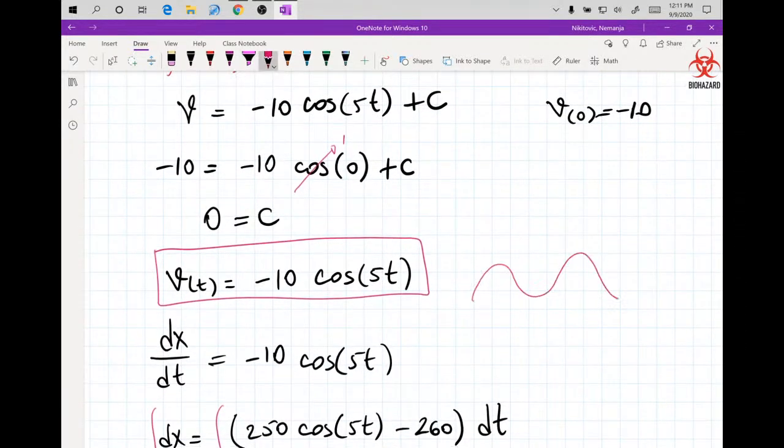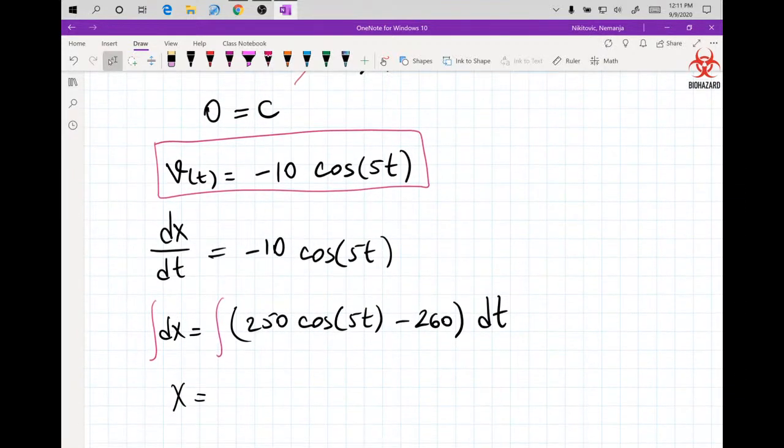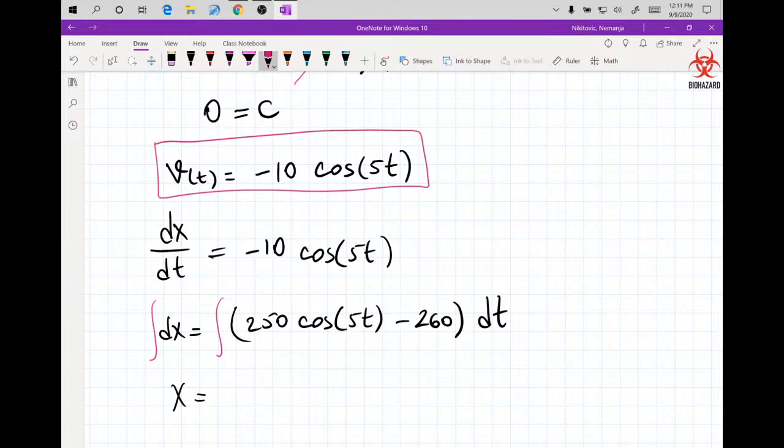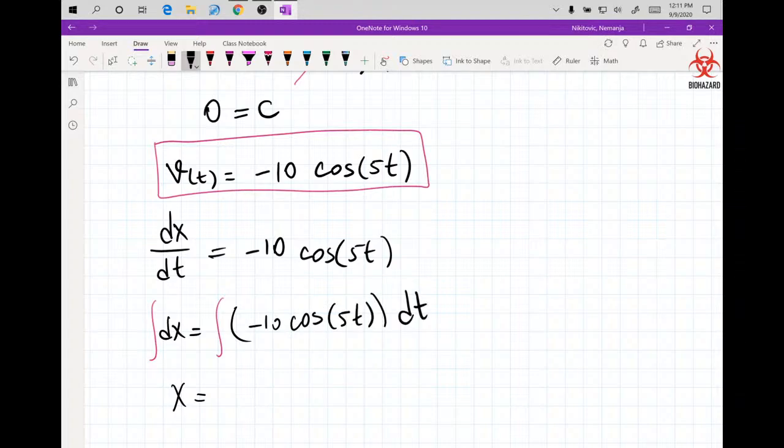Now, being that it's a motion like this, it's probably a particle moving. Then velocity is equal to change of position in time. We copy the same equation, obviously. And then we do our separation of variables, which gives us negative 10 cosine 5t and then dt. Integral of cosine is positive sine, so this becomes negative 2 sine 5t plus some c.